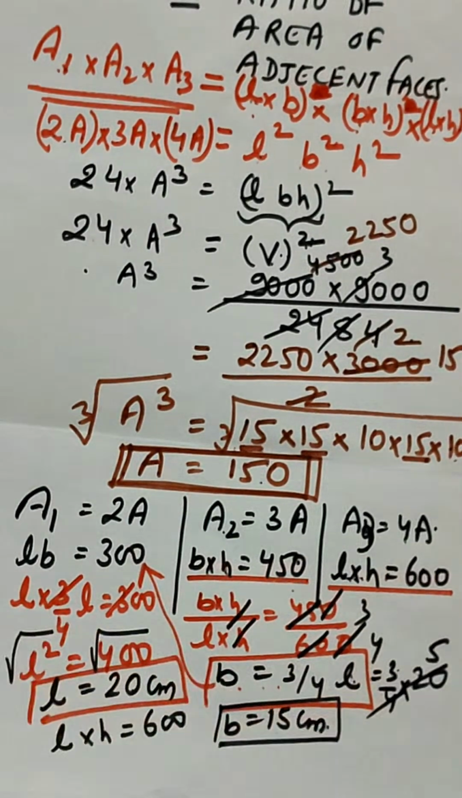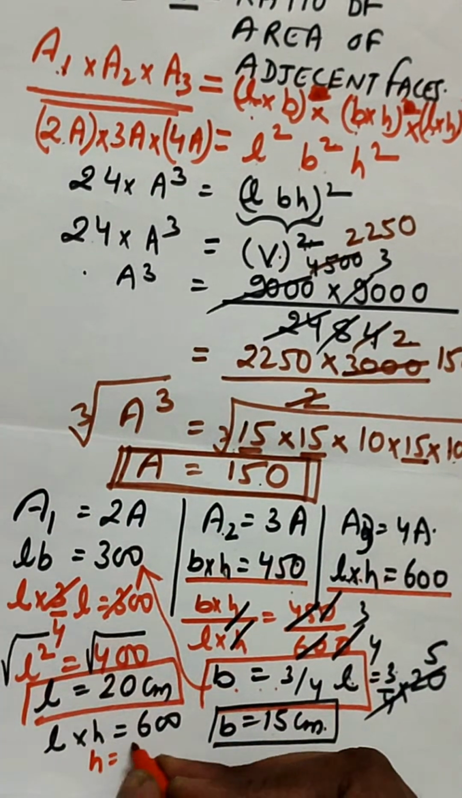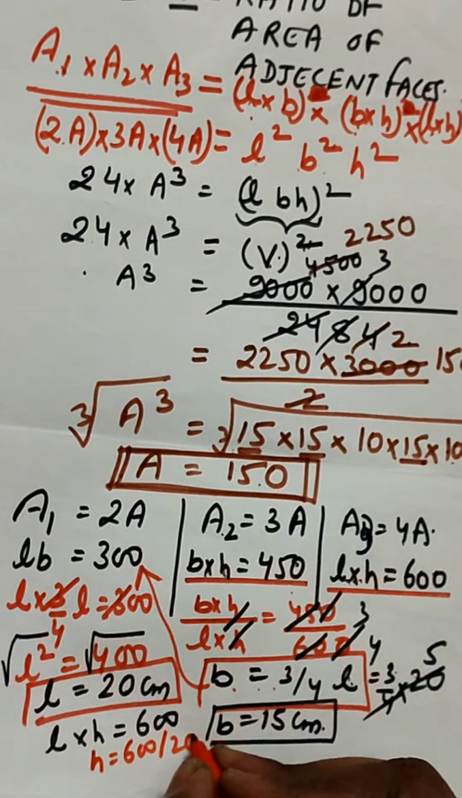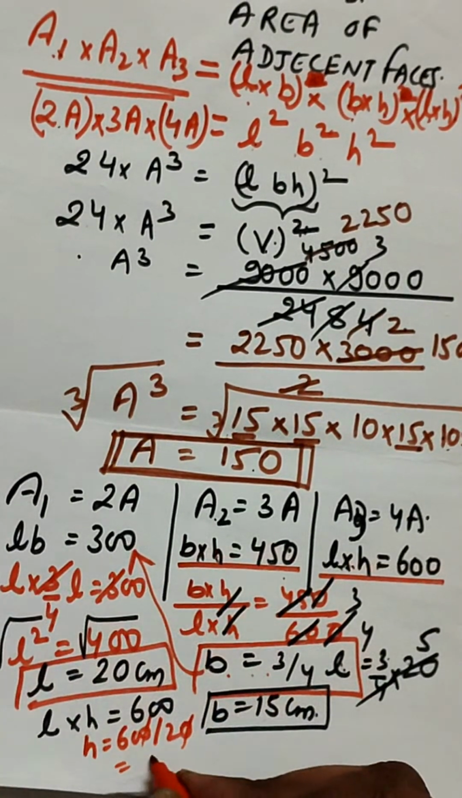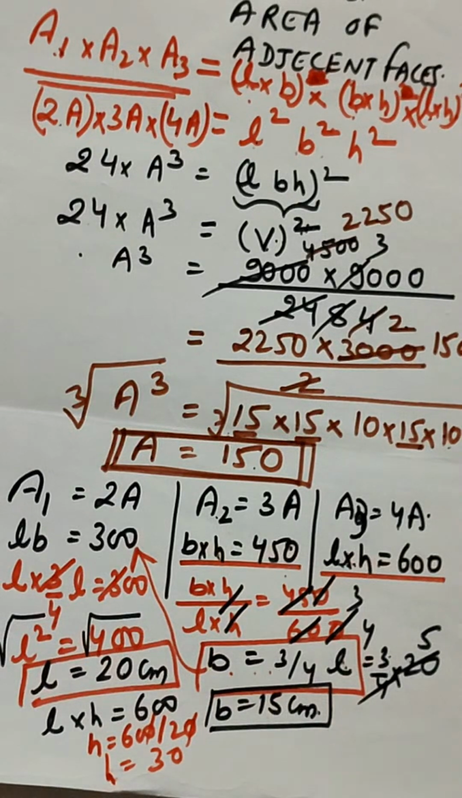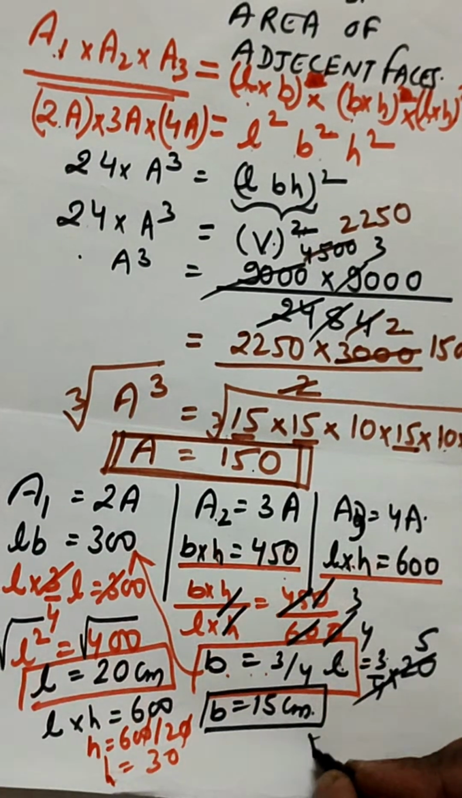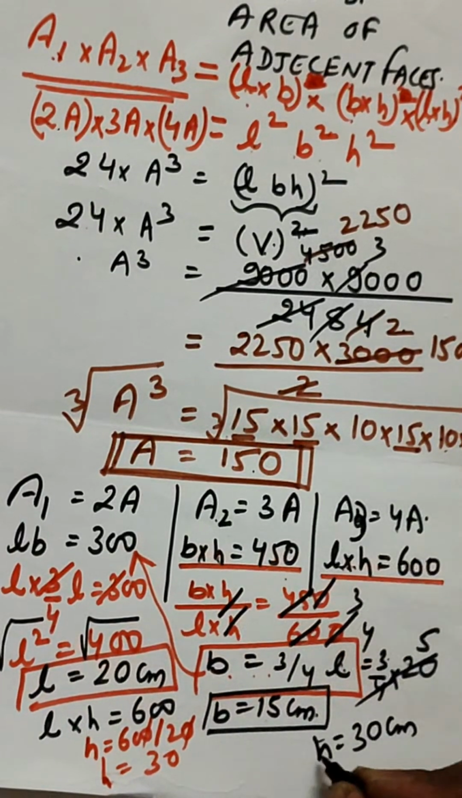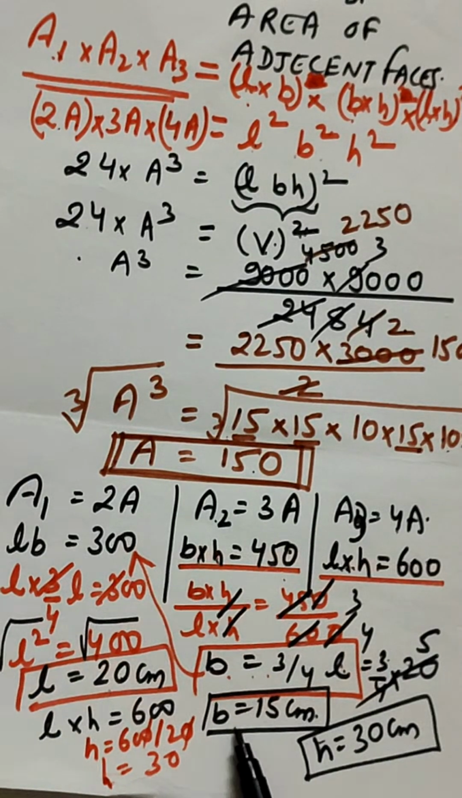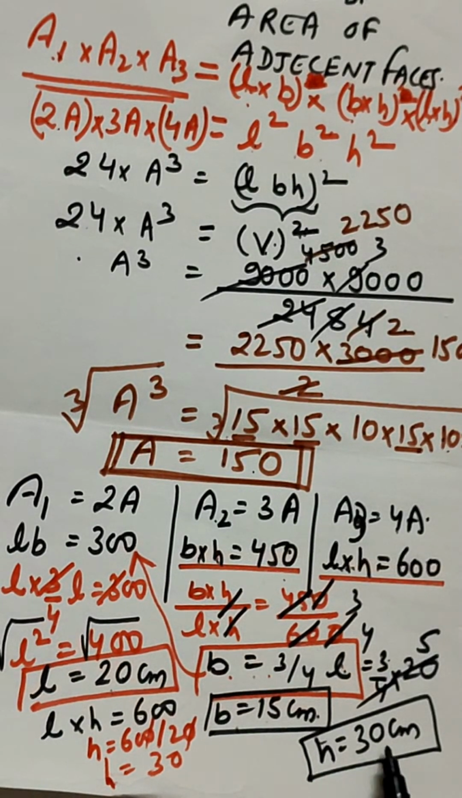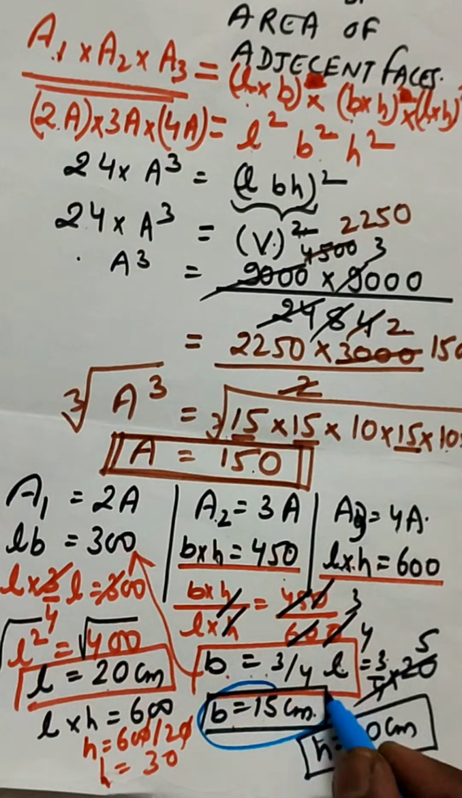This will give you the value of H as 600 divided by 20, right? And this will give you the value 30. So the value of H is calculated to you as 30 centimeter. So you can see, out of these three values, L equal to 20, B equal to 15, H equal to 30 centimeter, which one of these three is the shortest one? You can easily identify. It's B equal to 15, which is the shortest one.